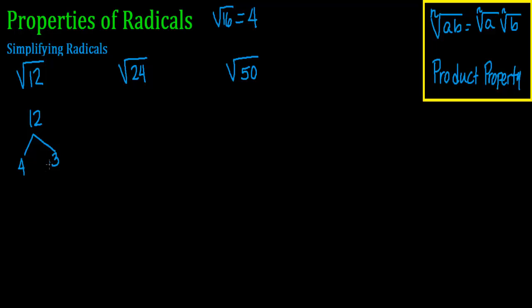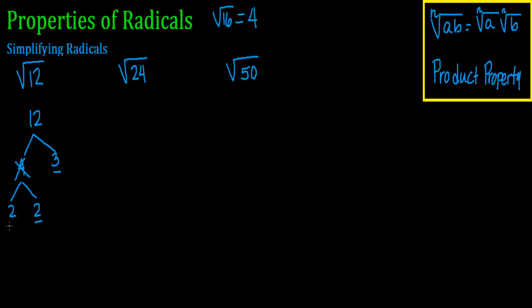3 is a prime number, so this doesn't break up anymore. 4 is not a prime number. I can break it up further. I can rewrite 4 as 2 times 2. And that way I have replaced 4 with its factors, 2 and 2. 2 is also a prime number, so I'm done. I can't break 2 up any further. So here are my prime factors. 12 is the same thing as 2 times 2 times 3.